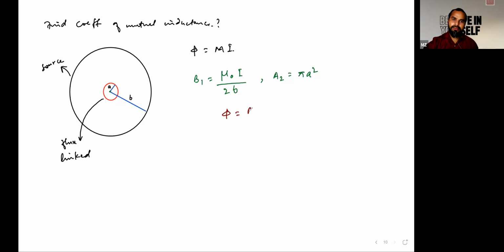Phi is equals to magnetic field into area of cross section, which is equals to mu naught times current divided by 2 times B into pi times A squared. As we have phi is equals to M into I, so it would be M into I and I gets cancelled out. So we're left with M is equals to mu naught times pi A square divided by 2 times B.